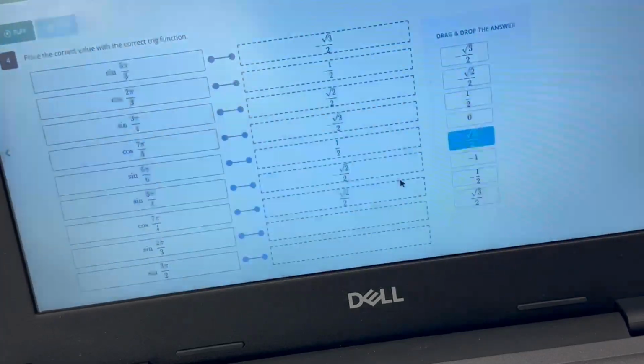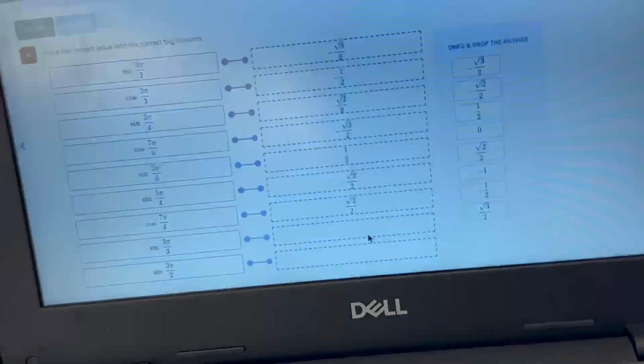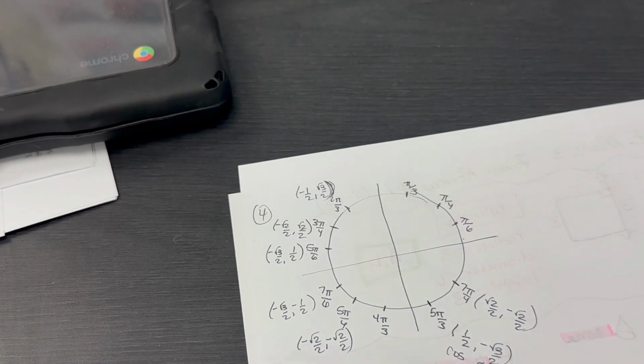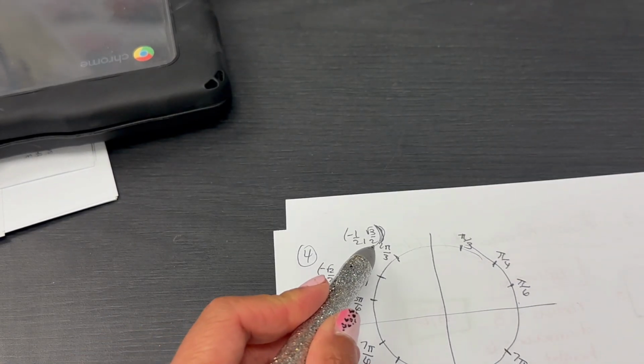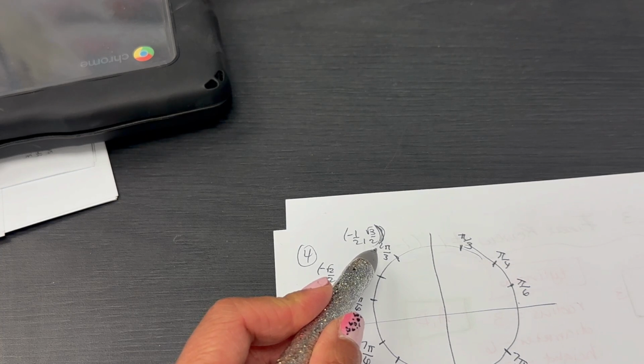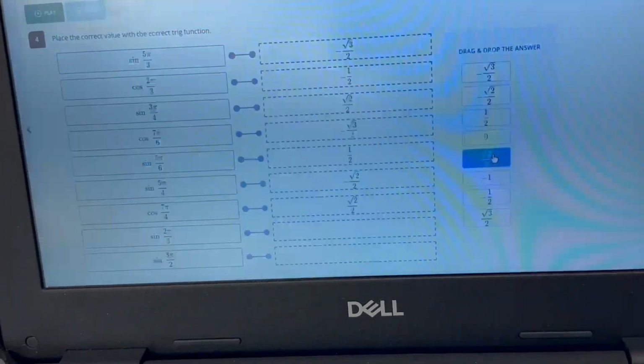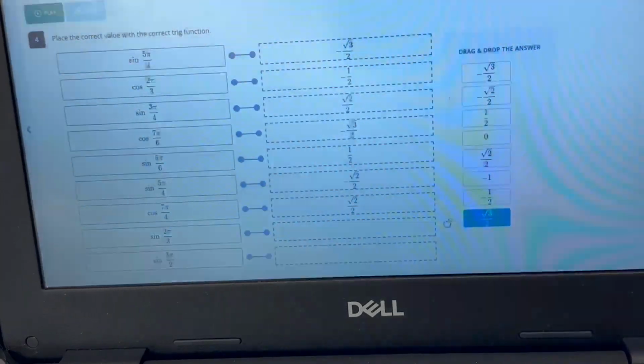All right. Next is sine of 2 pi over 3. Sine of 2 pi over 3 is the y value at 2 pi over 3, and it's a square root of 3 over 2, a positive square root of 3 over 2. So that one's at the bottom there, drag and drop.